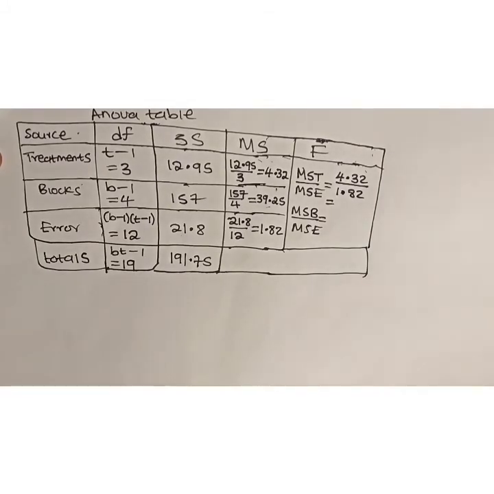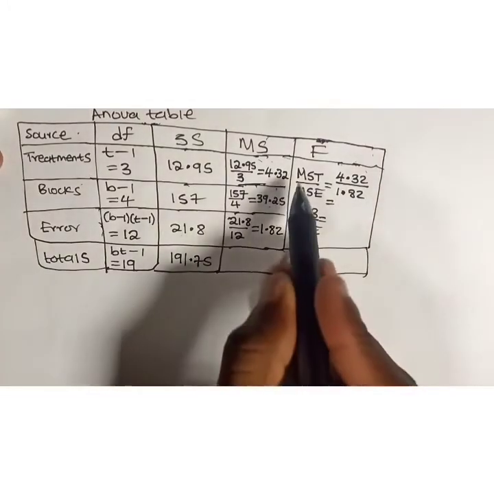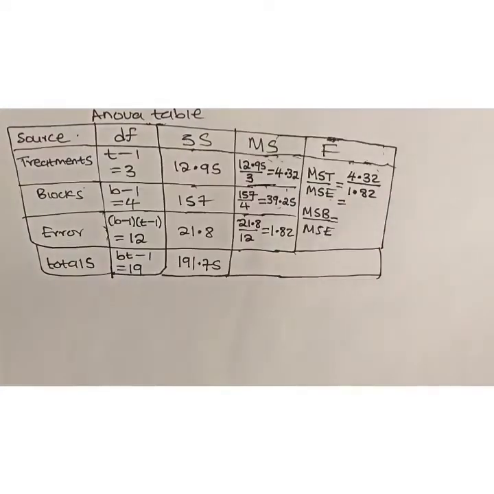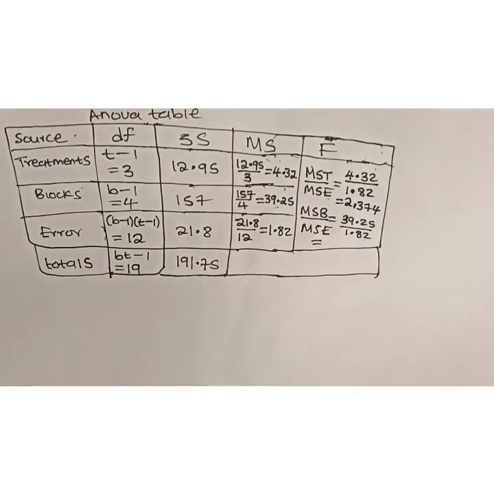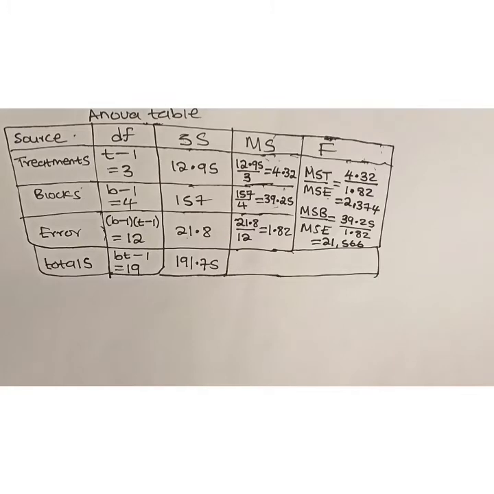So my F-cal for the effect of treatment is MST over MSE, which equals 4.32 divided by 1.82, which is 2.374. And my F-cal for the block efficiency is MSB over MSE, equal to 39.25 over 1.82, which is 21.566.